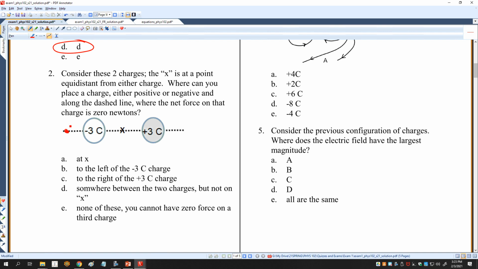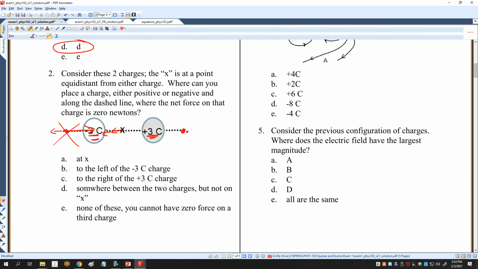Can I put it over here? If I put a charge over here, let's just say it's positive, it'll feel a big attractive force towards this charge, and then a smaller repulsive force, quite a bit smaller, from that charge, so not there. If I put it here in the middle, it feels an attractive force towards this and a repulsive force from this. I can't get a net force of 0 in the middle, in between those two.